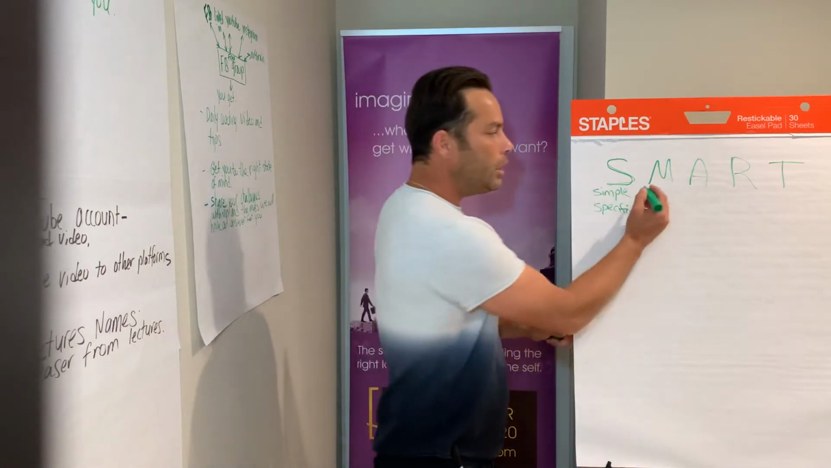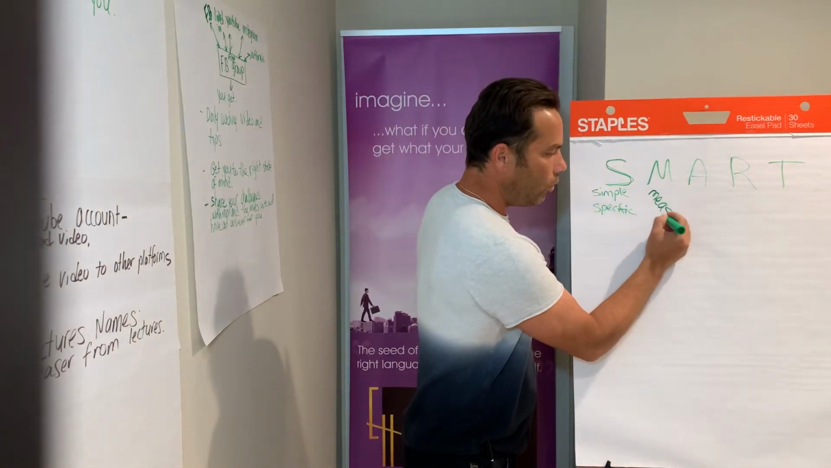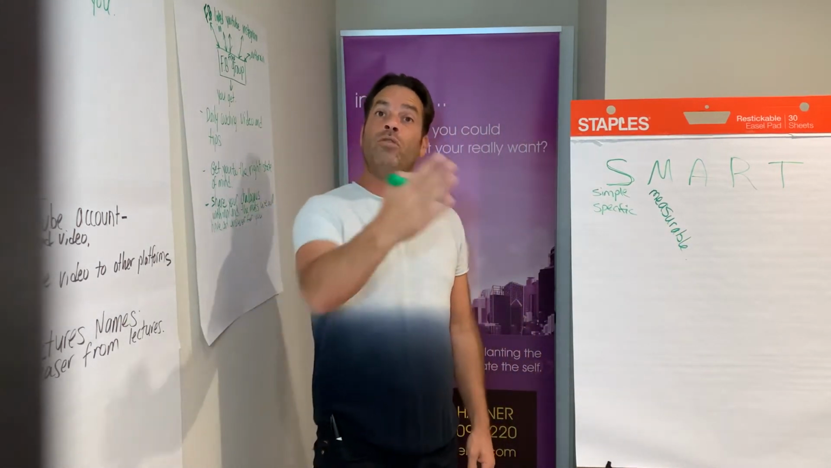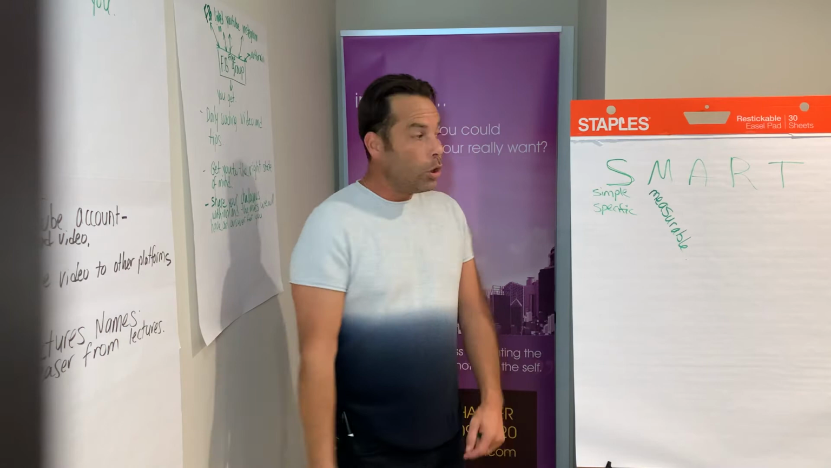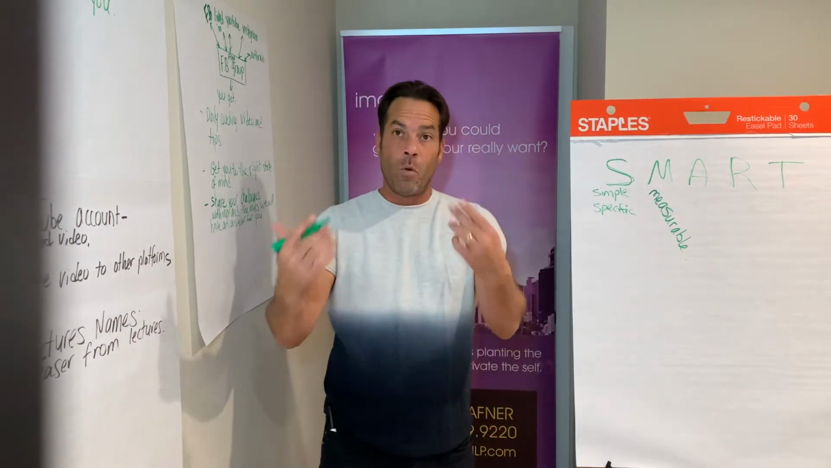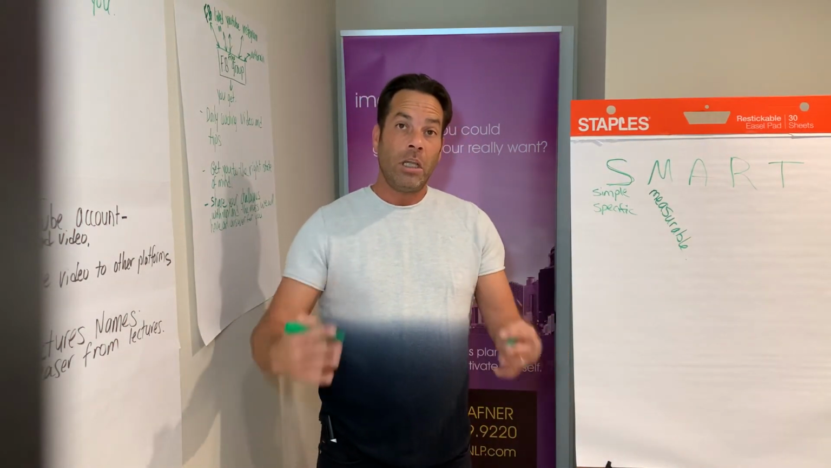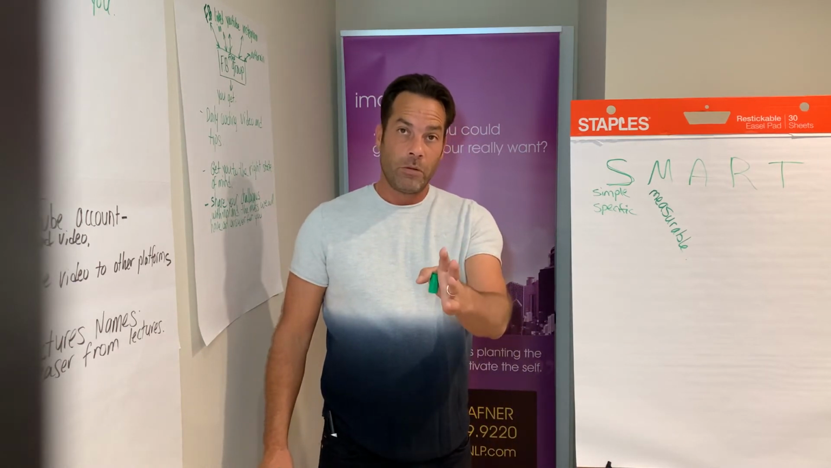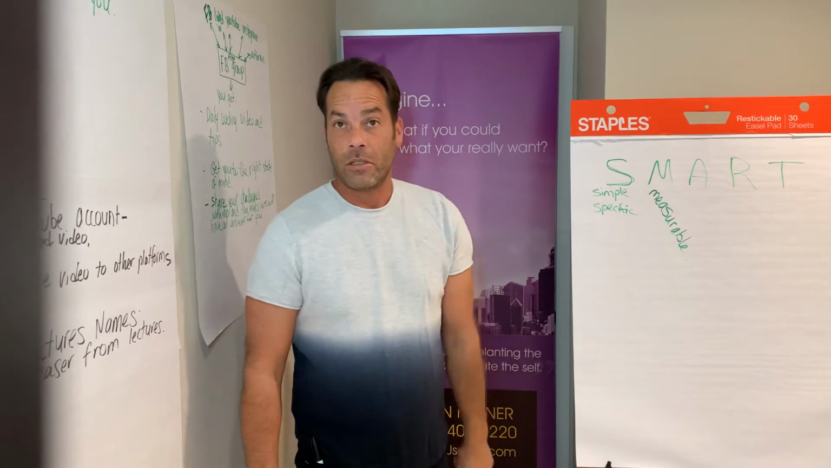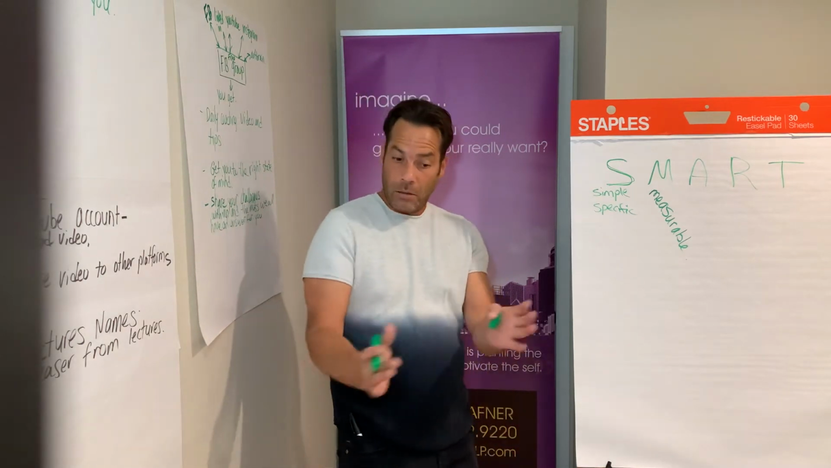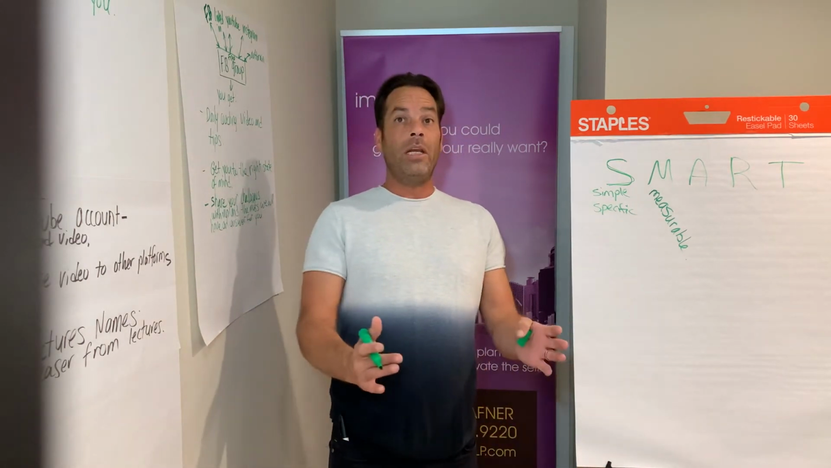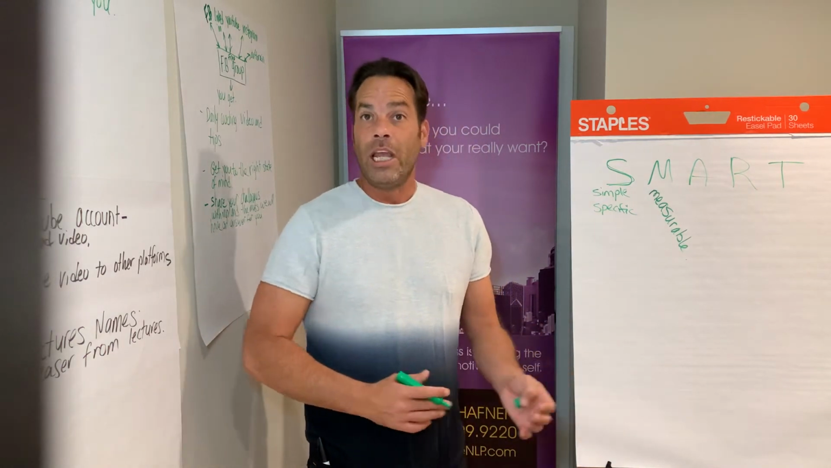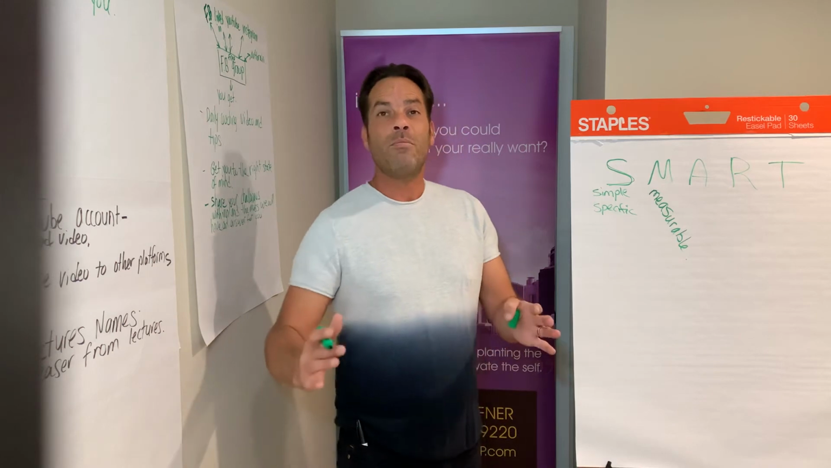M is measurable. I need to know if I'm on the right track to achieve my goal. So I have to have some type of a way to measure if I'm on the right track. Does that make sense? Beautiful. If it's in sales, what is the amount? And then I break it down into weekly goals and into daily goals. If it's practice, if it's reading, if it's learning, it doesn't matter what it is.